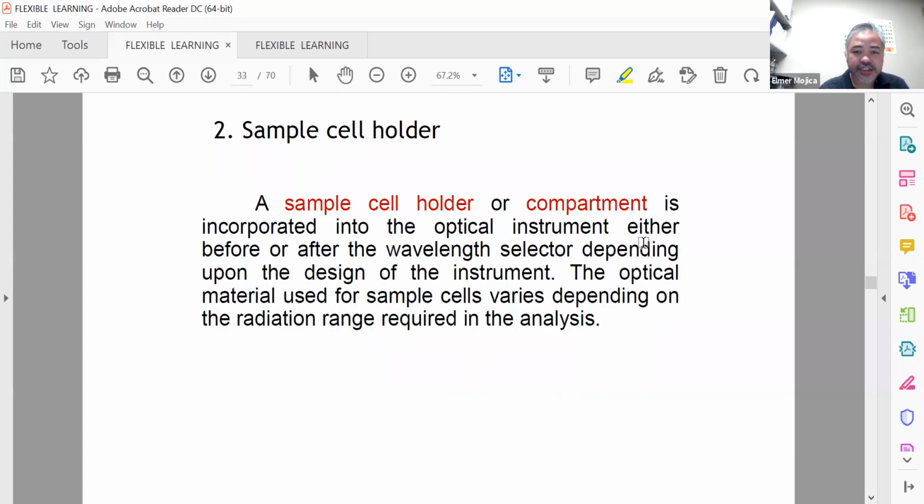Okay. So the next item that we have is the sample holder. This is where you put your sample or you introduce the sample in the system.